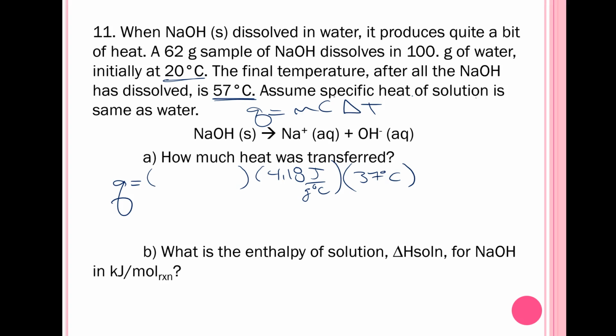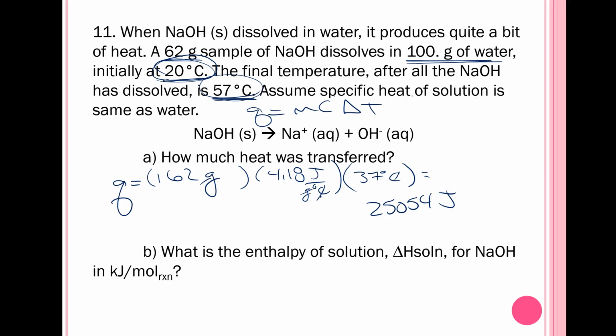Now here's the important thing. We need to recognize what the mass is. Yes, there was 100 grams of water, but there was also a 62 gram sample of the NaOH, and both started at 20 degrees. And both ended at 57 degrees, which means the mass technically is 162 grams. And the only way to do this is to assume the specific heat is water, because most of the mass is water. And you get 25054 joules, because grams, degrees C, degrees C.